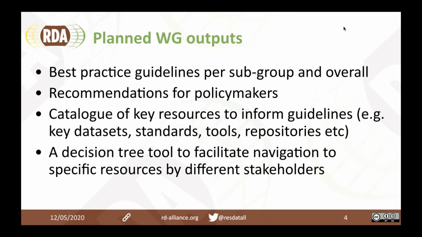So in terms of what each of the sub-working groups are doing, it reflects these overall aims. Of course, they're working on best practice guidelines in their particular area, but also elements that can be shared overall across the groups, recommendations as well for policymakers. Then there's also a catalog of key resources that can help to inform these guidelines. So that can include, as you see there, data sets or journal articles, repositories, etc. And then the final stage is a navigation tool or decision tree tool to help stakeholders find what they're looking for, to point them in the right direction as they go through this longer document.